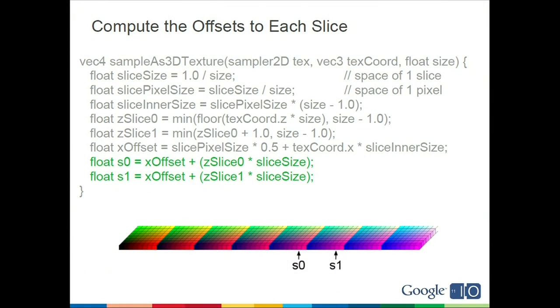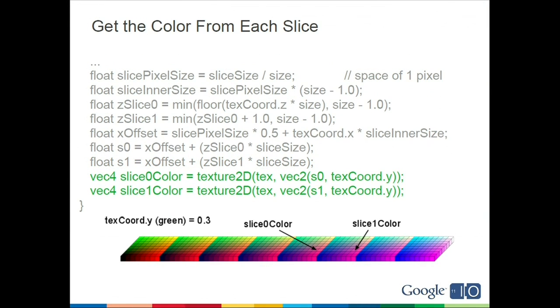Now we need to compute the position in each of the slices, since we want to pull out 2 pixels. And then finally, we actually pull out those 2 colors from those 2 slices. And here we've added in the Y component, which is green. And so if it was about 0.3, you can see we'd pull those pixels where the 2 arrows are pointing.